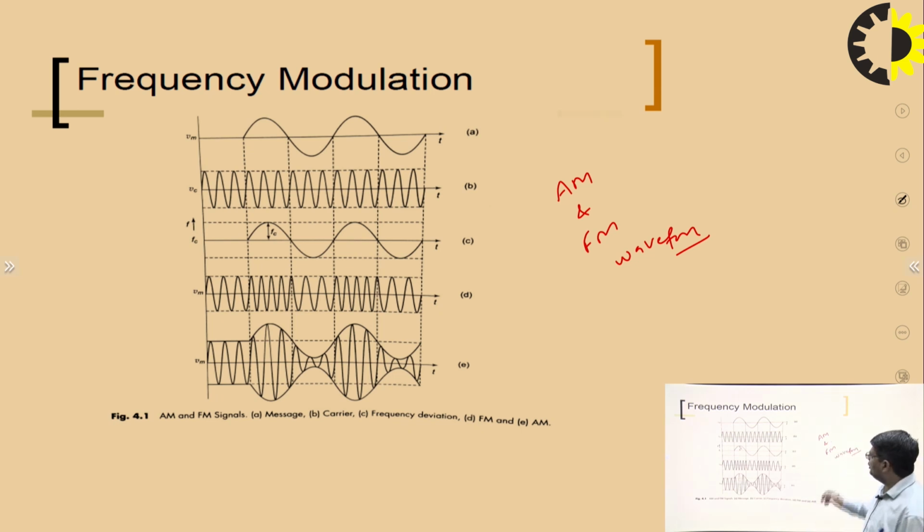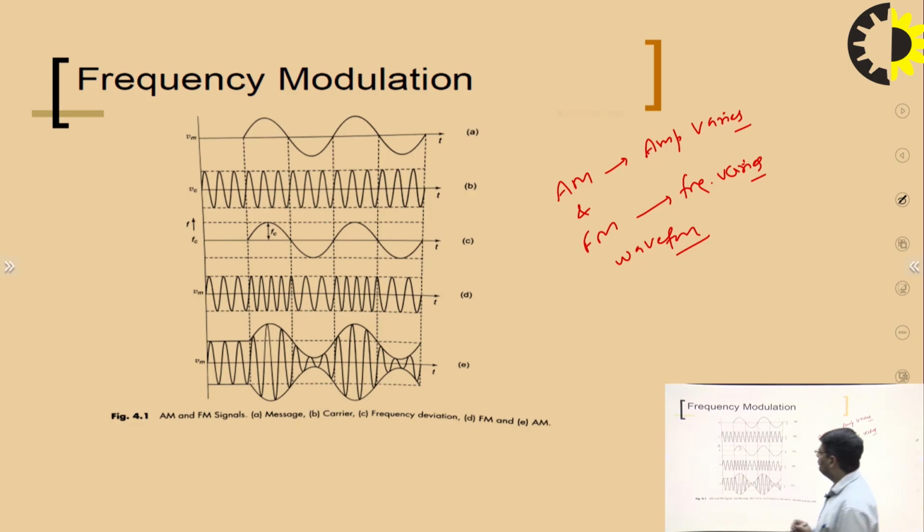As we have studied, in the case of AM, the amplitude of the carrier varies. In the case of FM, the frequency of the carrier signal varies. That can be seen in this diagram, where this is the message signal, and this is the carrier signal, a high frequency sinusoidal carrier signal.